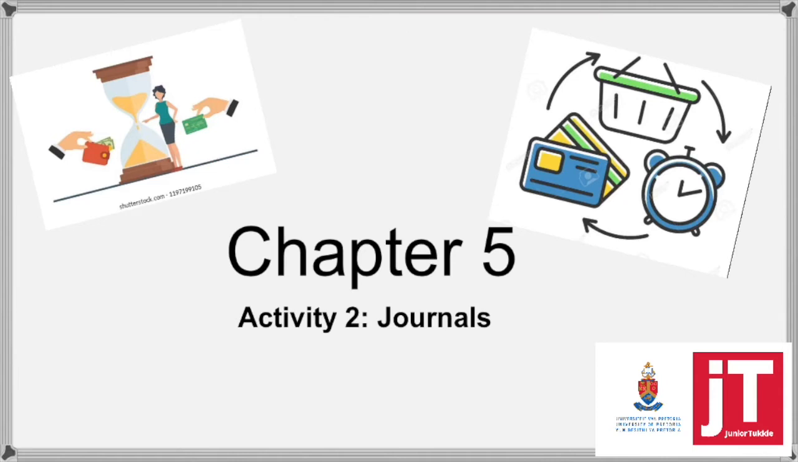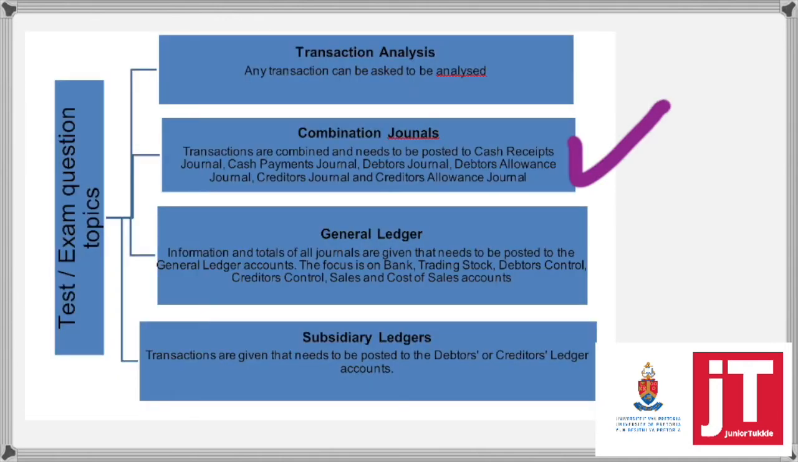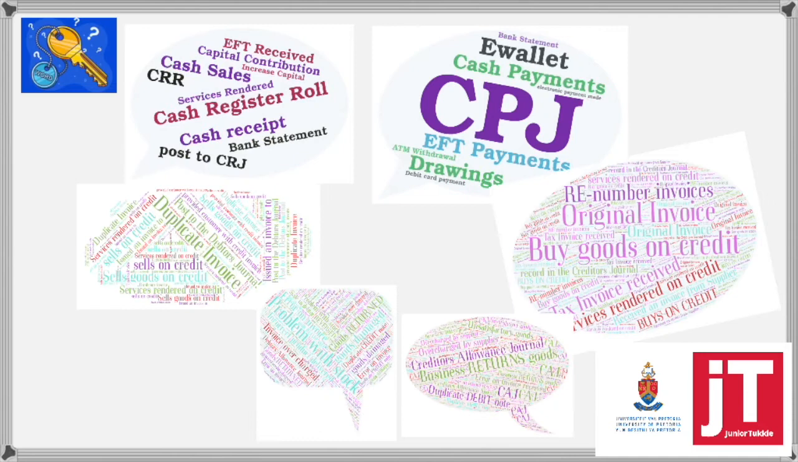I am Mrs. DeMelon, and today we are going to look at Activity 2, a combination of journals. Last time in Activity 1, we looked at analysis of a transaction, and now we are going to look at the combination journals activity. First and foremost, the very important thing is to know your keywords. So, guys, please go and study your keywords in order for you to be able to classify, and therefore post, transactions into the specific journals.